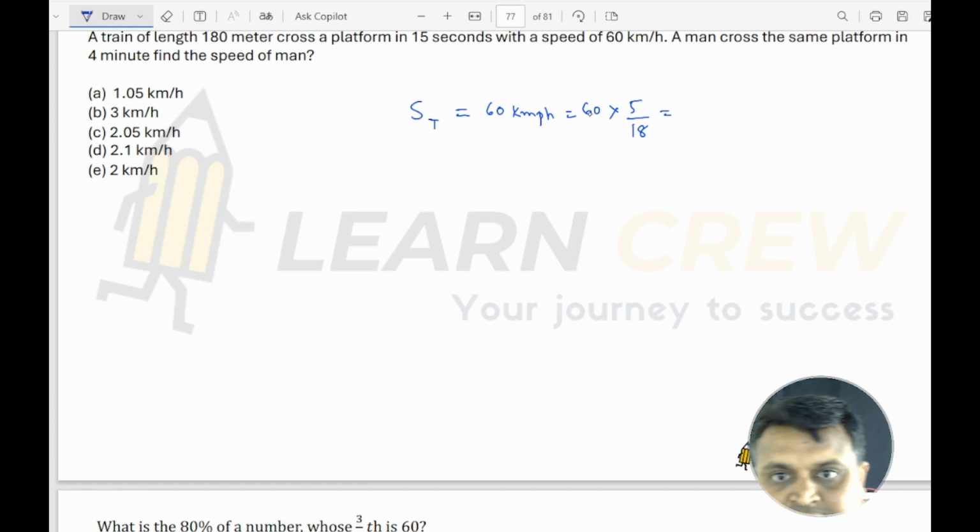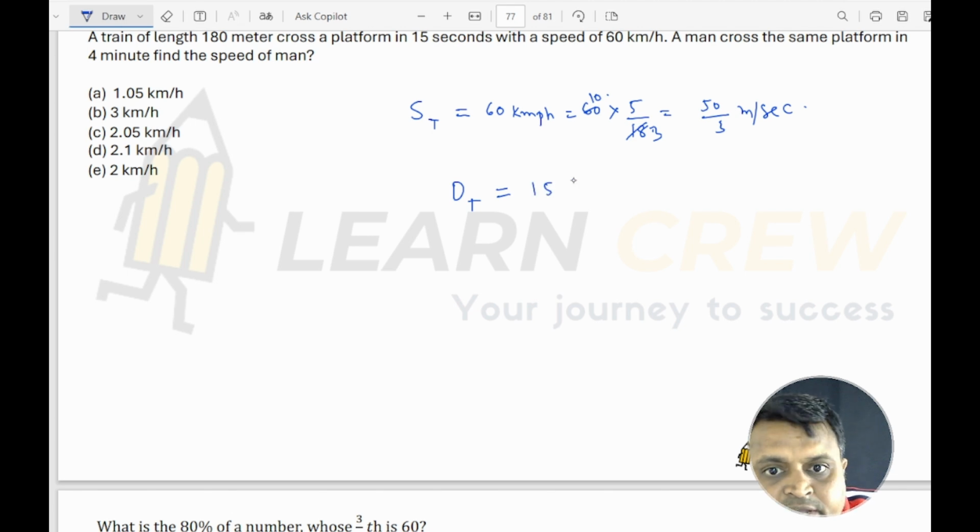So how much am I going to get here? 6 threes are 18, 6 tens are 60, so 50 by 3. 50 by 3 meters per second is the speed of the train, and it is given that the train crosses a platform in 15 seconds. So the distance covered by the train in 15 seconds is 15 into 50 by 3, which is 250 meters.